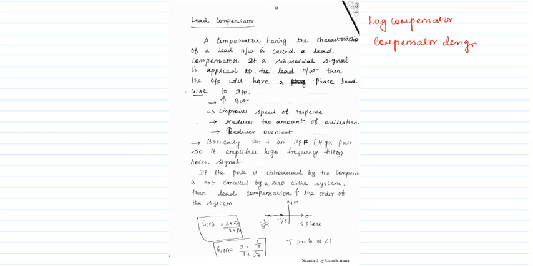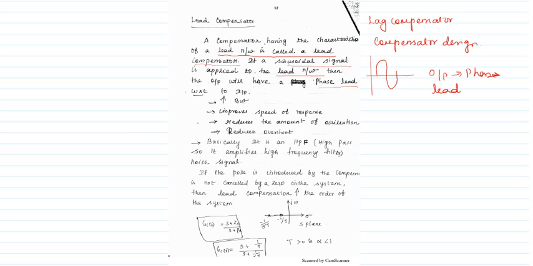What is a lead compensator and why are we going for it? A compensator having the characteristics of a lead network is called a lead compensator. Even when a sinusoidal input is applied, the output will have a phase lead. When we apply this signal, the output response has a phase lead. That is the reason why this is called a lead network.